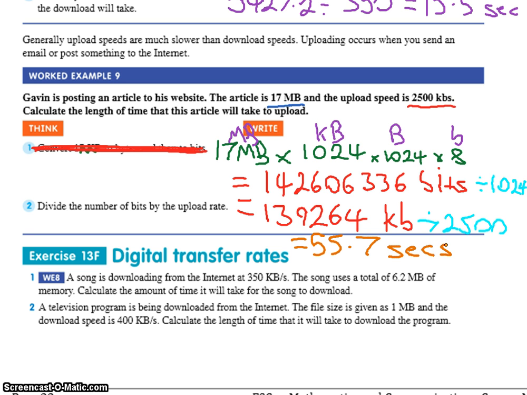Okay. You divide that by the 2,500 kilobits per second, and that's how much you get. Does that make sense? Okay. The problem we had was the first thing we had to do was change it from megabytes to kilobits. So what we did was we went all the way back to bits, then went to kilobits. Once we got there, we just divided it by the upload speed and we're fine. Everyone happy with that? Excellent.